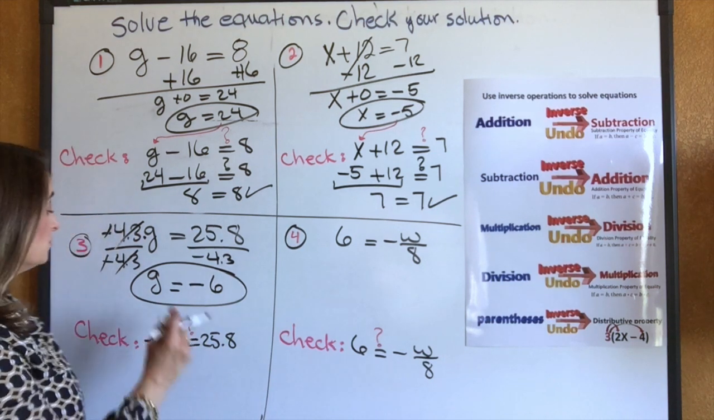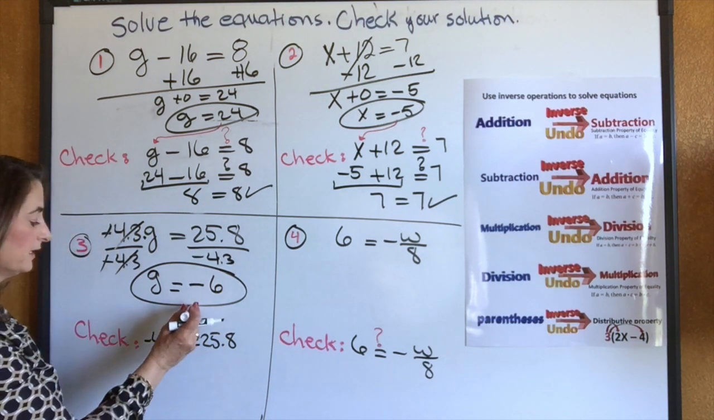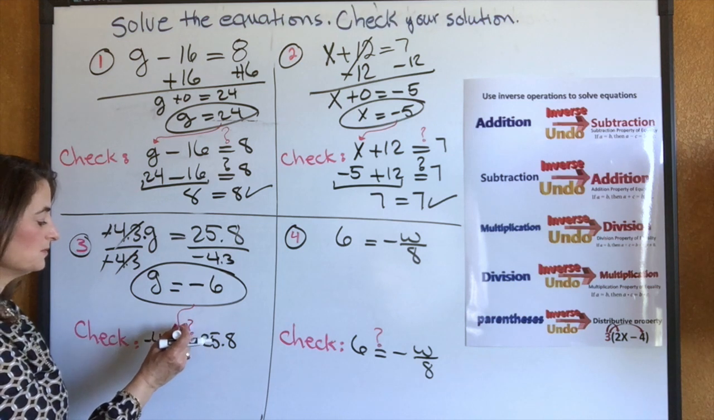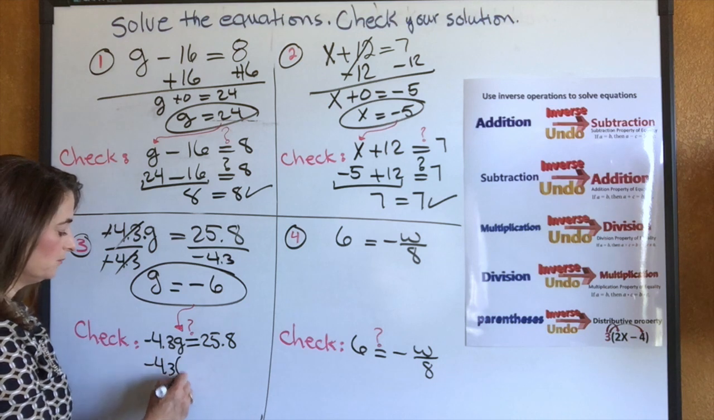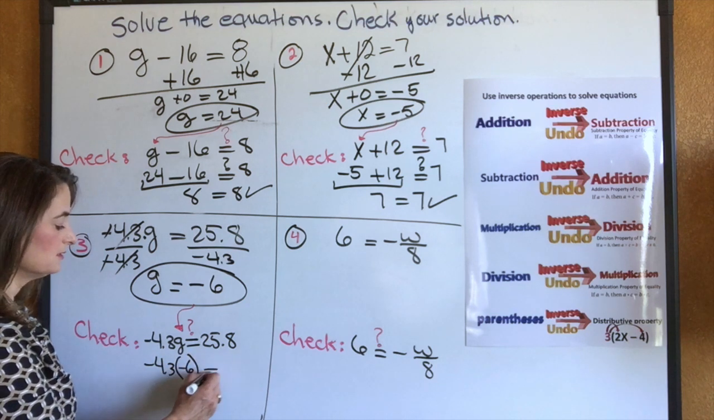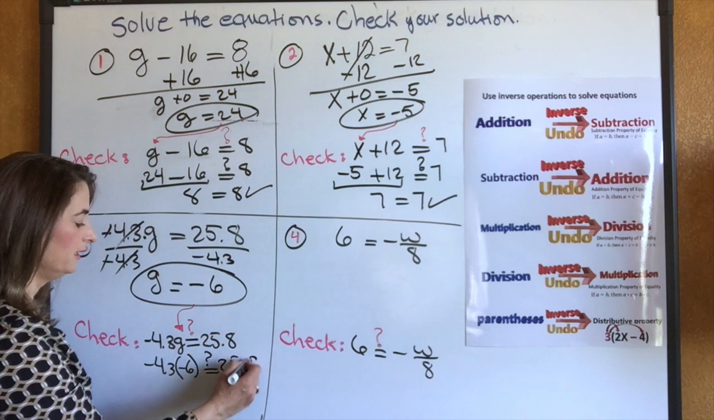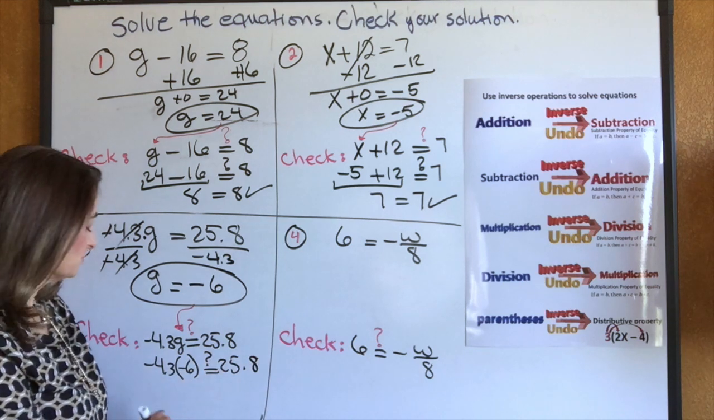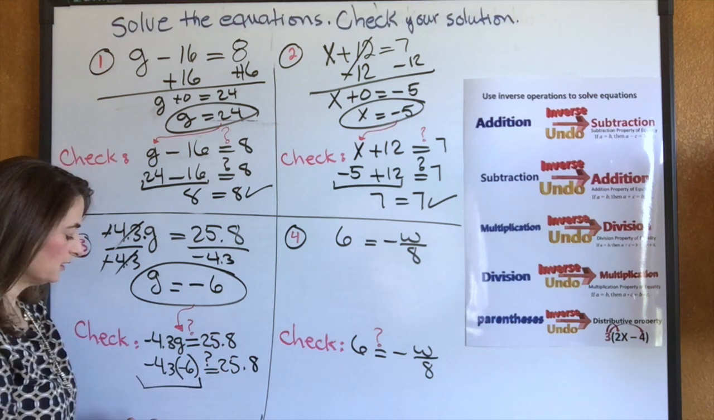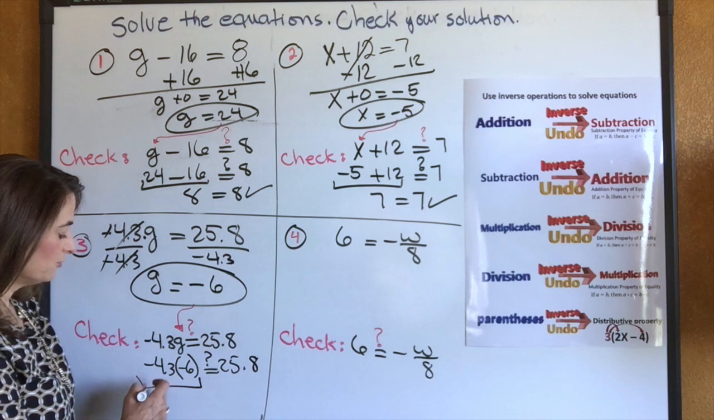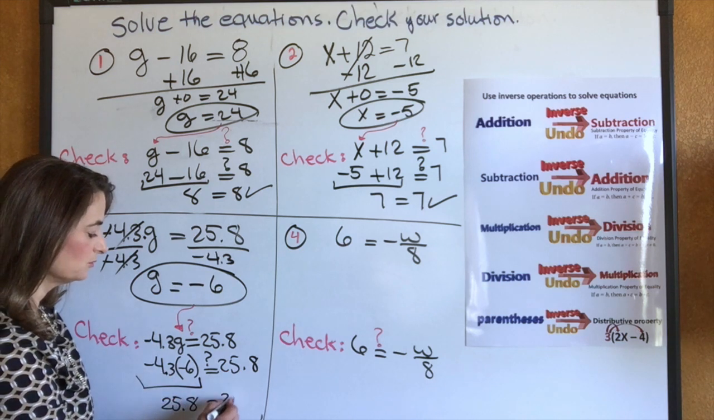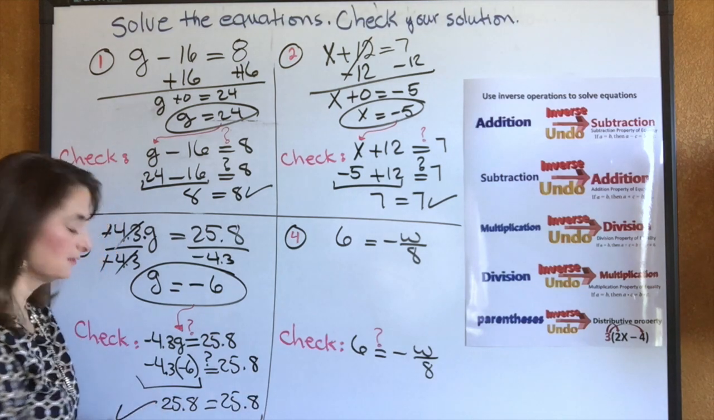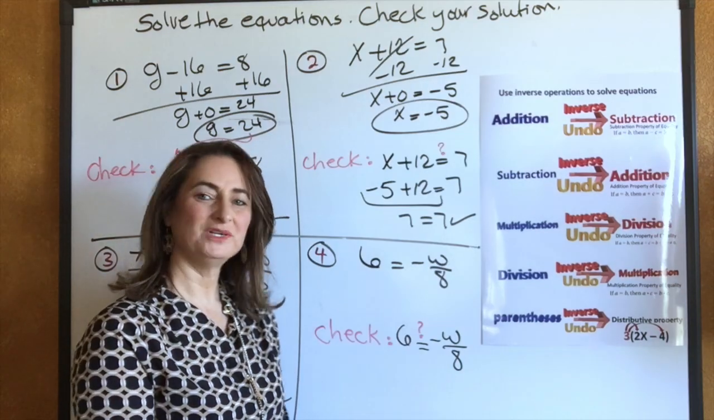Check to see. So replace G with negative 6, or substitute G with negative 6. Negative 4.3, put negative 6 in parentheses. Does it equal 25.8? And I put it in parentheses just in case I need to multiply. Negative times a negative is positive, and 4.3 times 6 is 25.8. It did equal 25.8. Checked. Right answer.